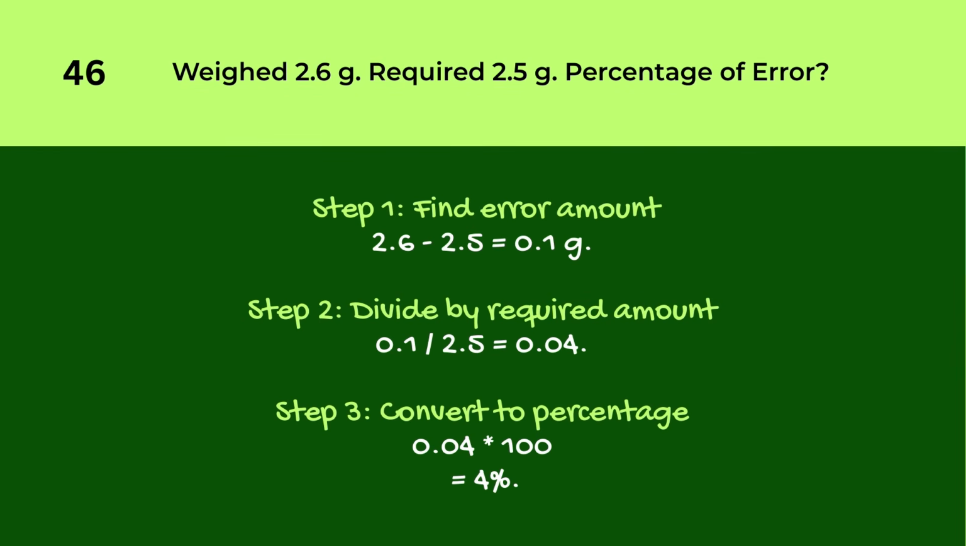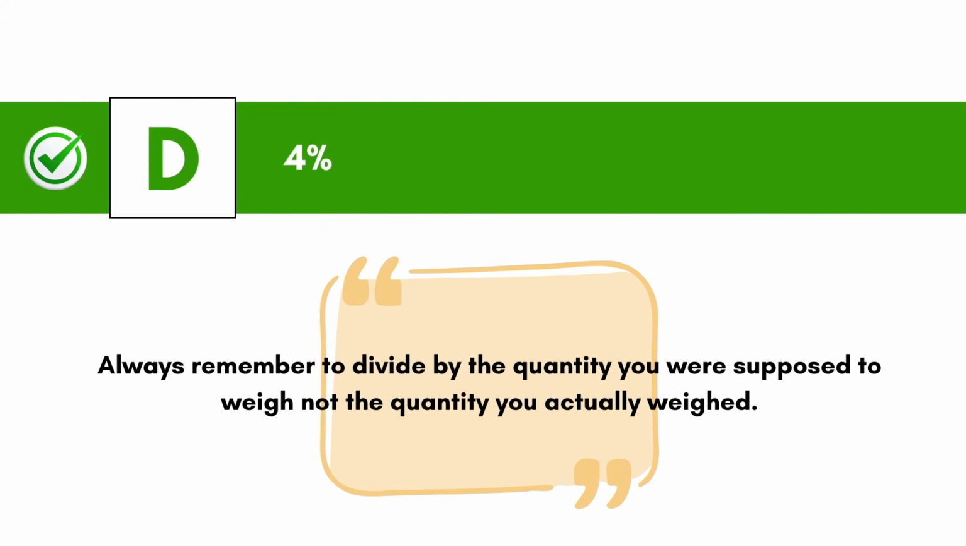First, find the error amount. 2.6 minus 2.5 is a difference of 0.1 grams. To find the percentage, you always divide the error amount by the desired or theoretical amount. So we divide 0.1 by 2.5, which gives us 0.04. Multiply that by 100 to get the percentage, and we have 4%. Option D is correct. Always remember to divide by the quantity you are supposed to weigh, not the quantity you actually weighed.